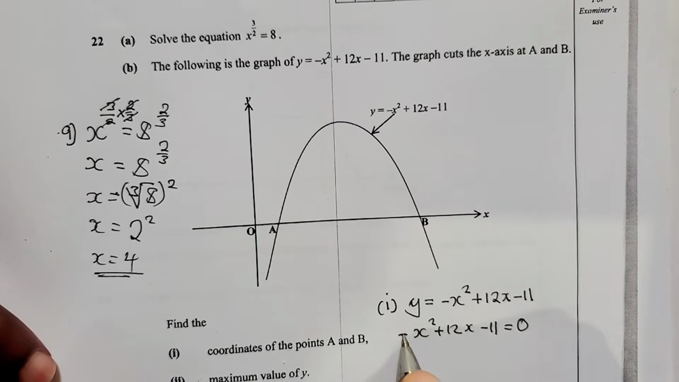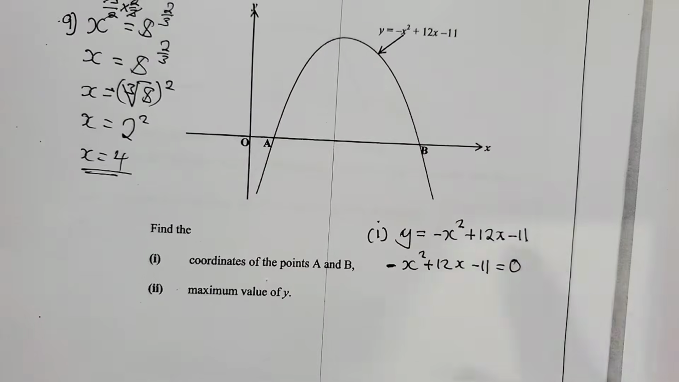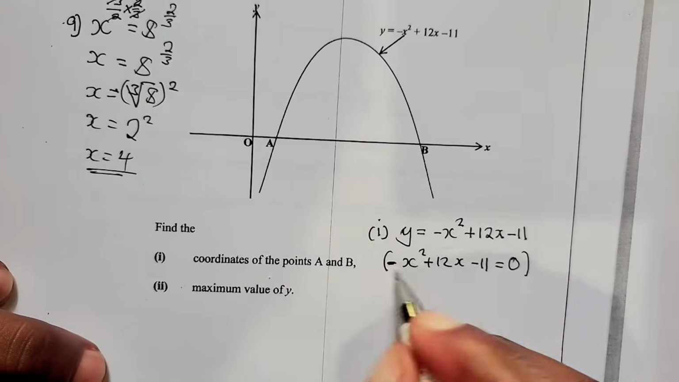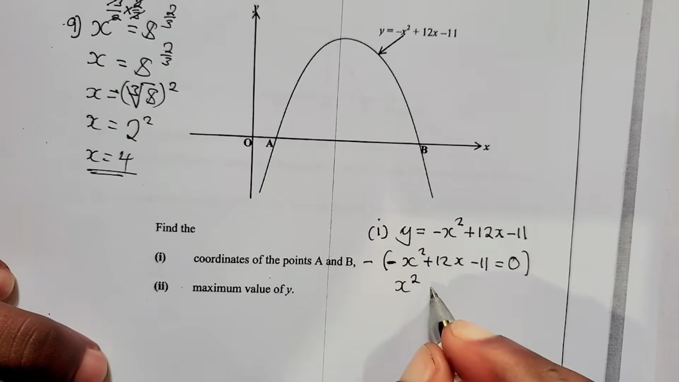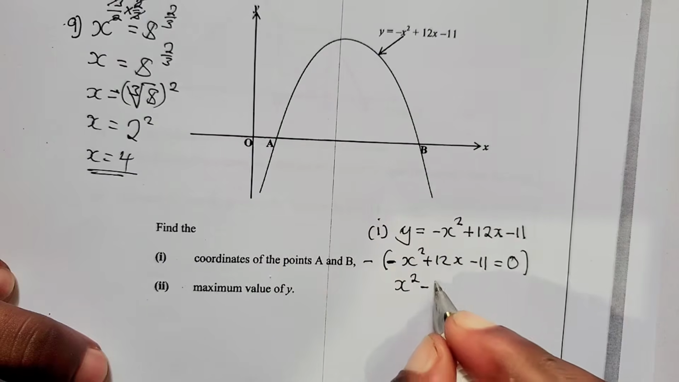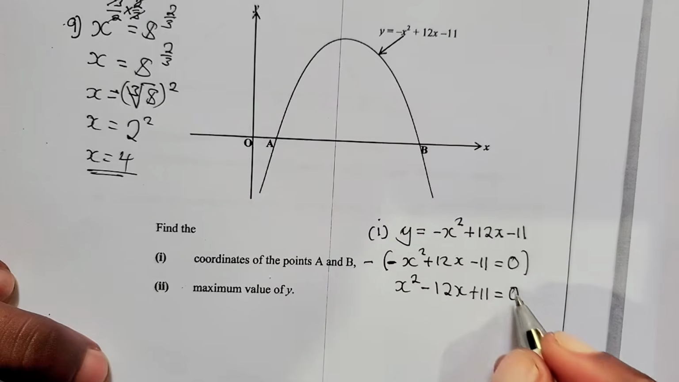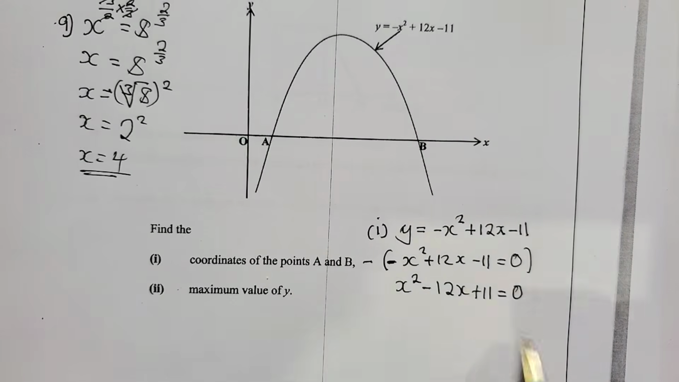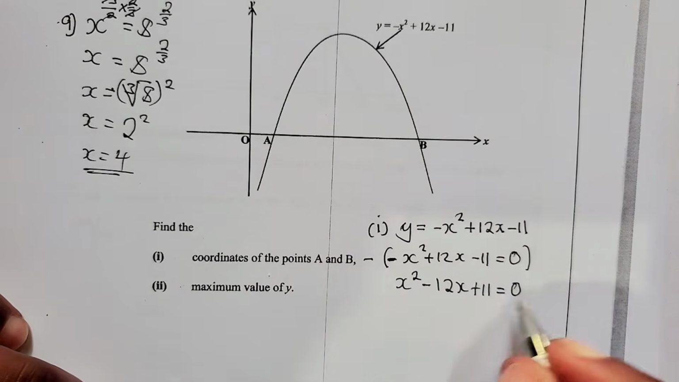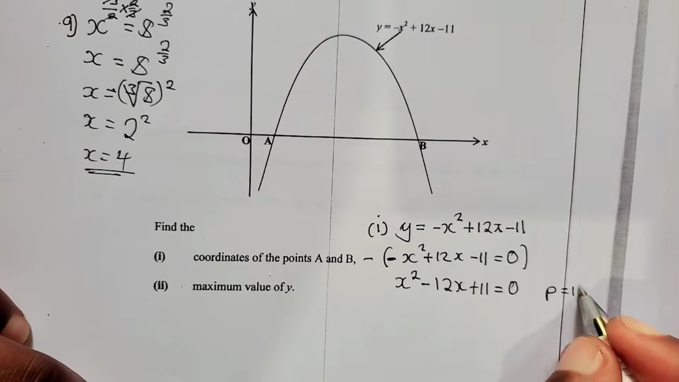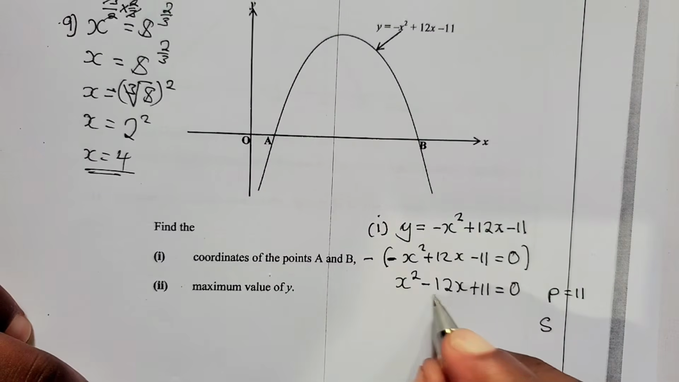Now, we can get rid of this negative so that we can calculate it well, by multiplying throughout by negative. This gives us positive x squared, negative 12x, and positive 11 equals 0. Now we can find the product of A and C. A is 1, C is 11, so the product is 11. The sum is B, which is negative 12.